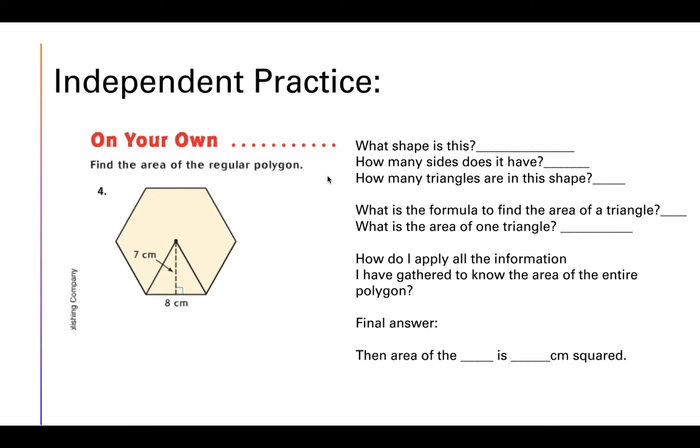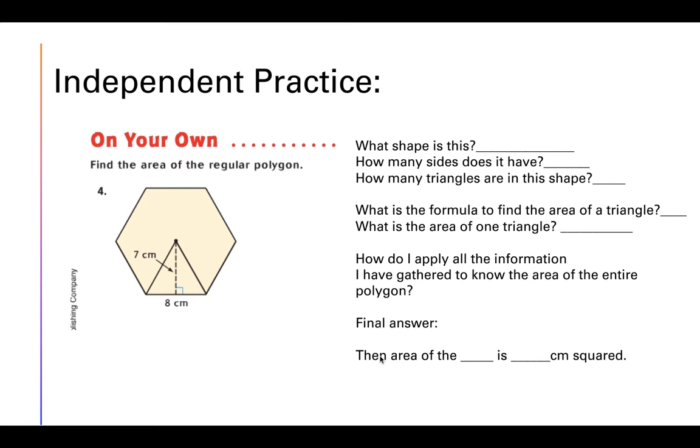Now on your own. Independent practice. Find the area of the regular polygon. First, ask yourself, what shape is this? How many sides does it have? How many triangles are in this shape? What is the formula to find the area of a triangle? You should know that. What is the area of one triangle? It's the area of just this one triangle. How do I apply all the information that I've gathered to know the area of the entire polygon? Use all this information now to figure out the final answer.